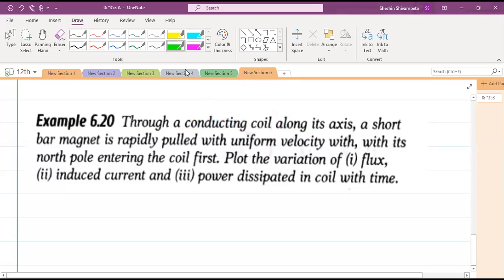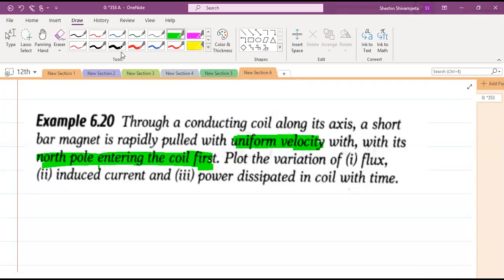See, we have a conducting coil. यहाँ पे question देखो. Through a conducting coil along its axis, a short bar magnet is rapidly pulled with uniform velocity. ये हमारा पहले main important point है. It's uniform velocity. With its north pole entering the coil first. ठीक है. Plot the variation of flux, induced current, and power dissipated in coil with time. So this is what we have to do.